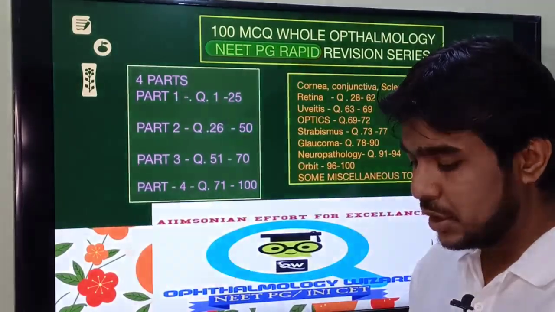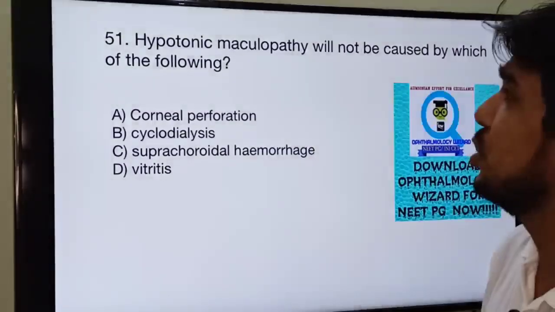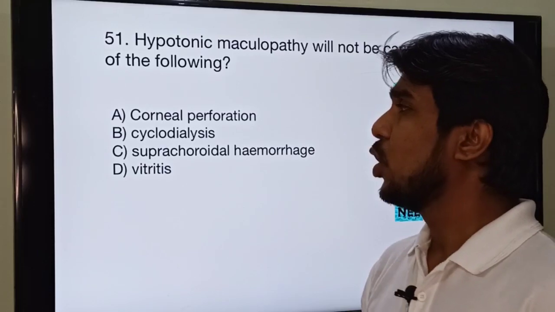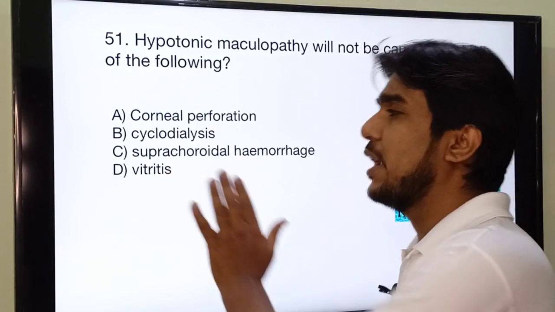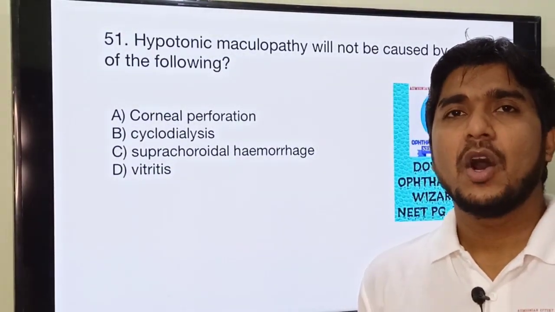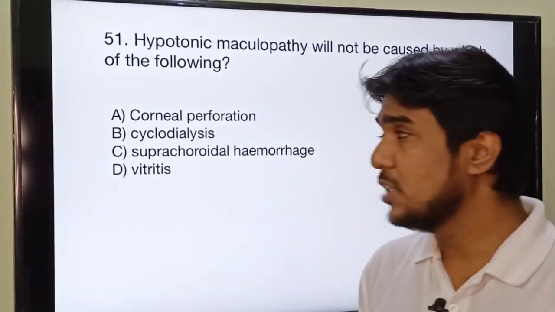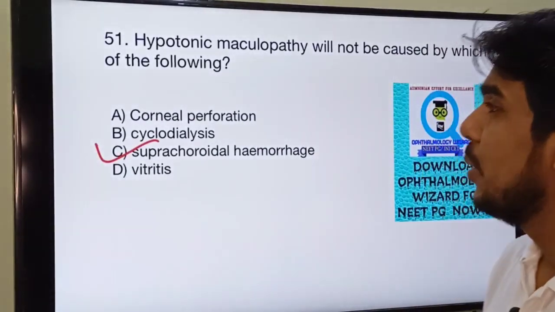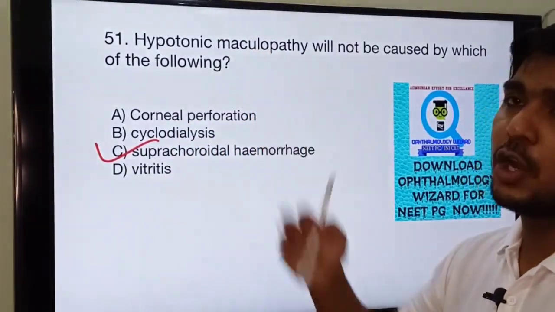This is question 51. Hypotonic maculopathy will not be caused by which of the following? Corneal perforation, cyclodialysis, suprachoroidal hemorrhage, or vitritis. If you know the answer, you can mark it. If you don't know the answer, you cannot mark it. So the answer of this question is suprachoroidal hemorrhage, because in corneal perforation, cyclodialysis and vitritis, there can be hypotonic maculopathy.